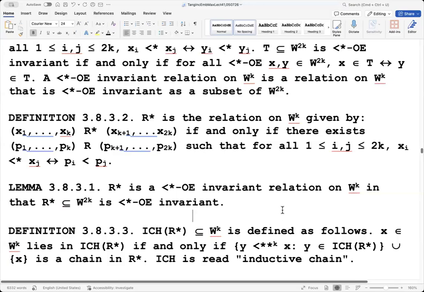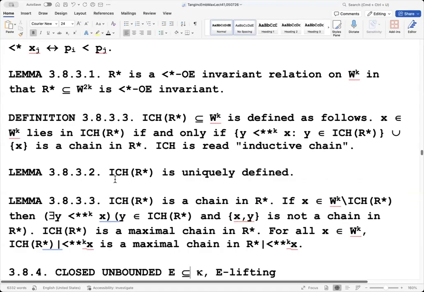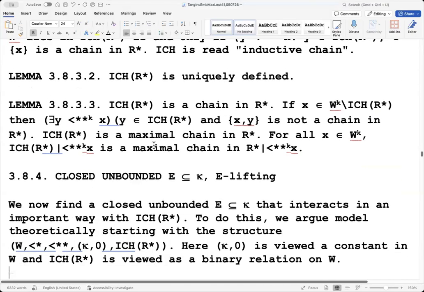So here's the transfinite recursion. X and WK lies in the inductive chain if and only if when you take what you've got so far and add it on, it's still a chain. It's called the inductive chain, uniquely defined. And it's actually a maximal chain, but it's maximal in each restriction. If you restrict it, it's maximal there. That's what the greedy stuff does for you, by the way.